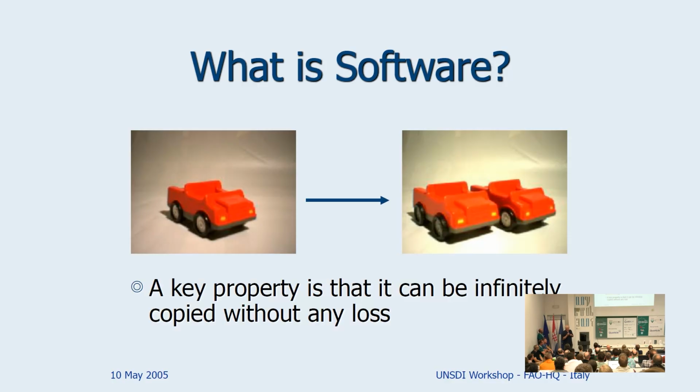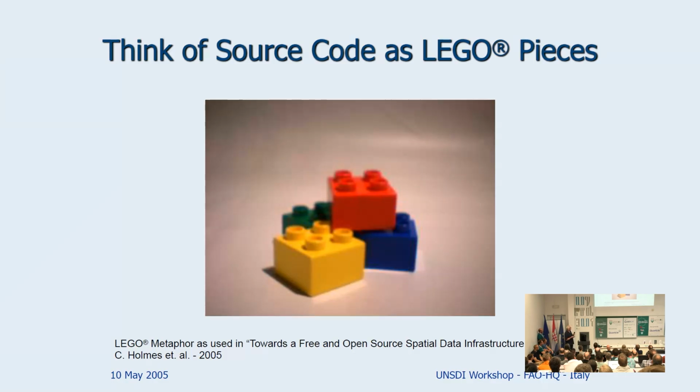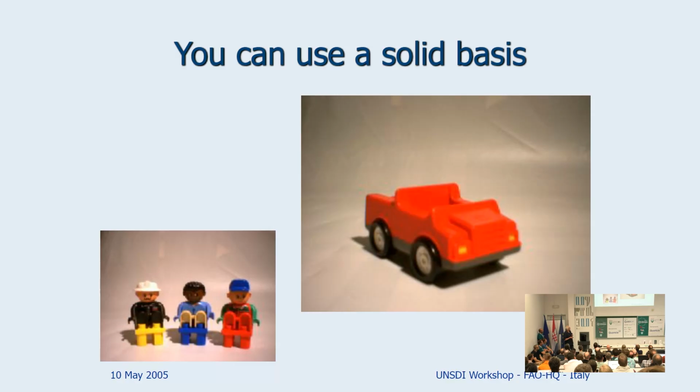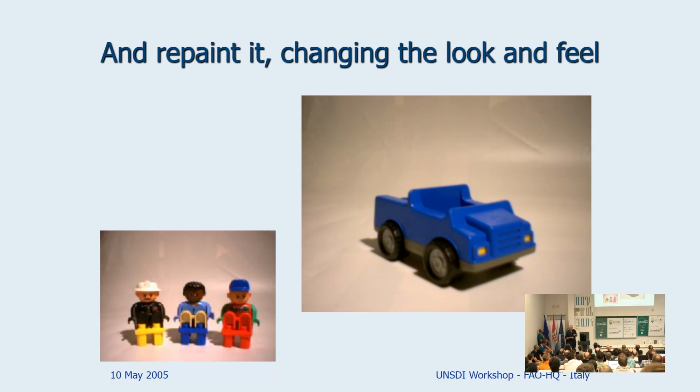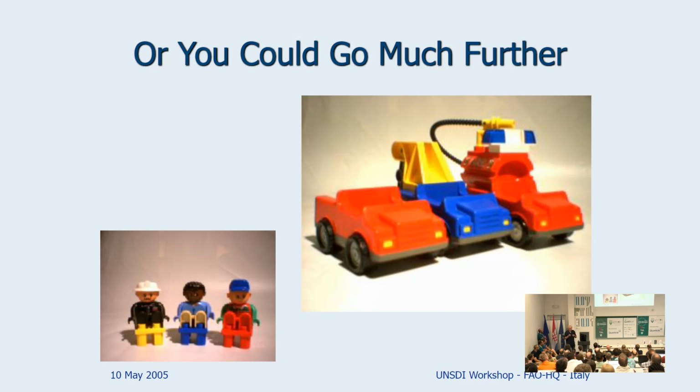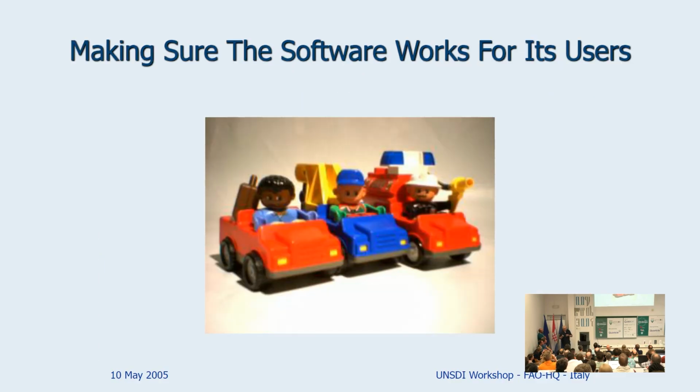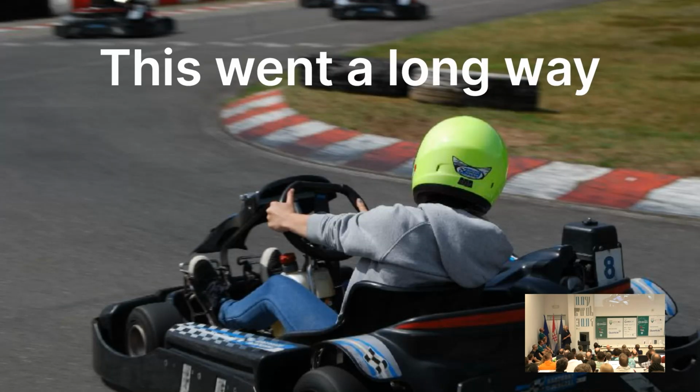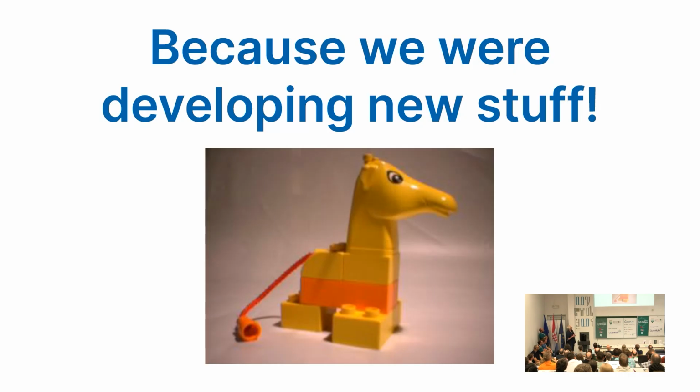I had to explain to people what software was and how software could actually be replicated without additional cost. And what the source code is, what makes an application, and you can use a basis of software for different users, and then change the UI and have a little bit different piece of software, or add things to it and really make different versions of the same software so that it would work for all the different people. That went quite a long way, and I think it still does, because we were always developing new stuff.